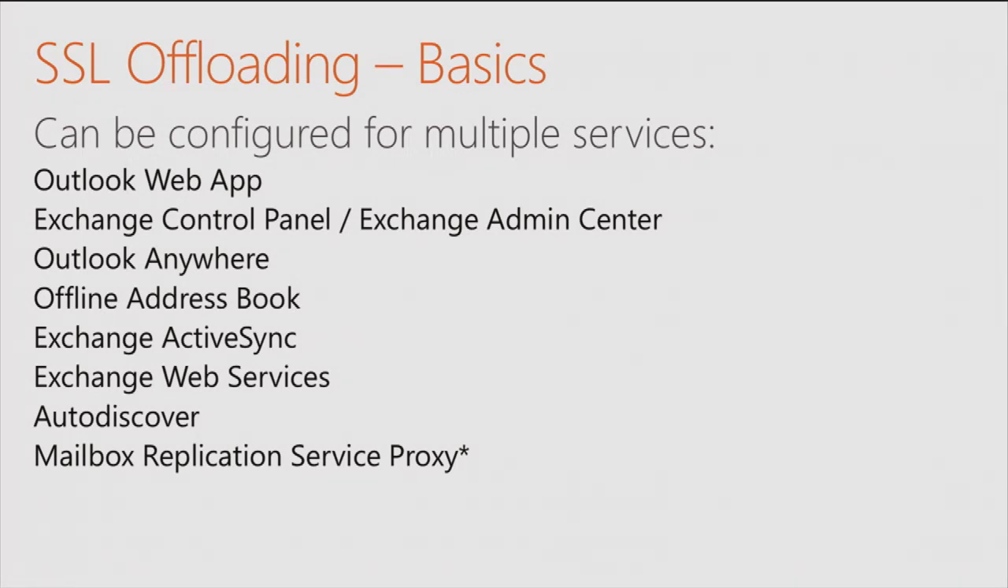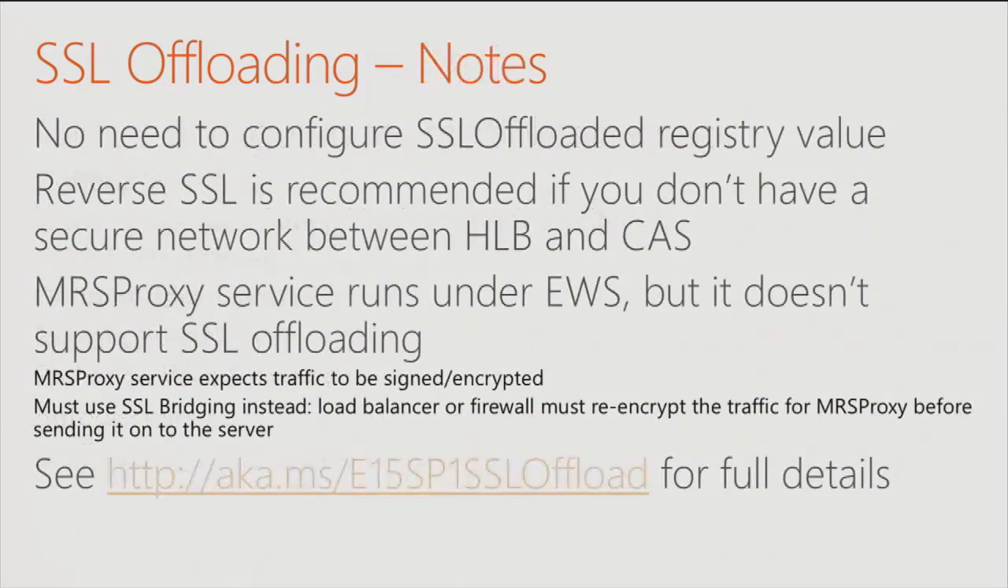The other thing I'll point out is the Mailbox Replication Service proxy that has an asterisk next to it. That has an asterisk next to it because that actually runs under EWS. And so you'll actually be doing the SSL offloading for EWS itself, not the MRS proxy service directly. But the good news is the process is much easier. For example, you no longer have to configure that SSL offload registry key. You don't have to go around all your servers and do that.